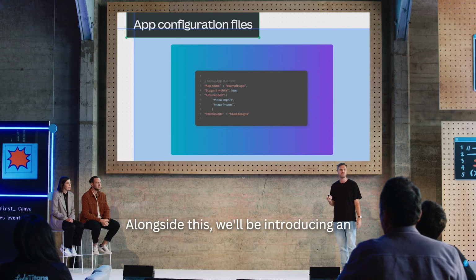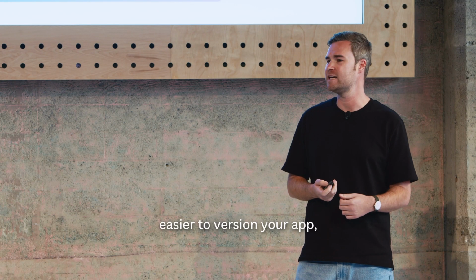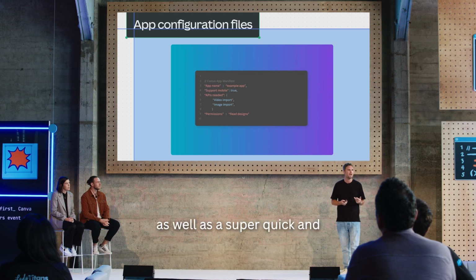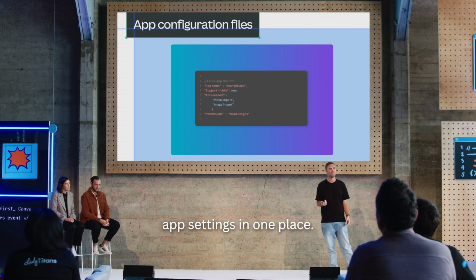Alongside this, we'll be introducing an app manifest as a way for you to keep your app configuration as code rather than a series of forms. The app manifest makes it easier to version your app, save it to source control, share it with others, as well as a super quick and easy way to see all of your app settings in one place.